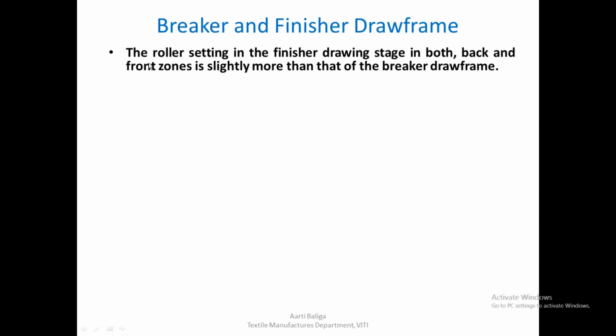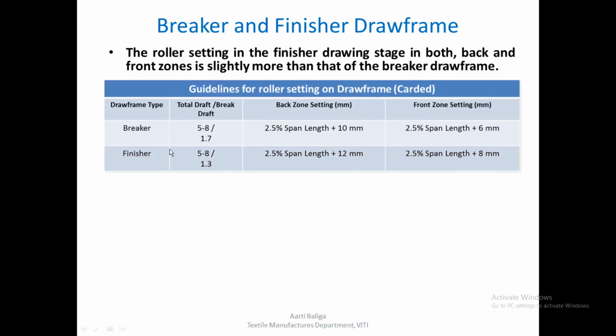Now we come to the breaker and finisher draw frame. In which case should you keep a higher setting, and in which case a lower setting? So let us first understand how and why it is done. Consider the roller setting in the finisher draw frame stage in both the back as well as the front zone. Now when you compare the finisher draw frame with the breaker, what you see is that both zones of the finisher draw frame will have slightly more setting than that of a breaker draw frame. So the values are something like this.